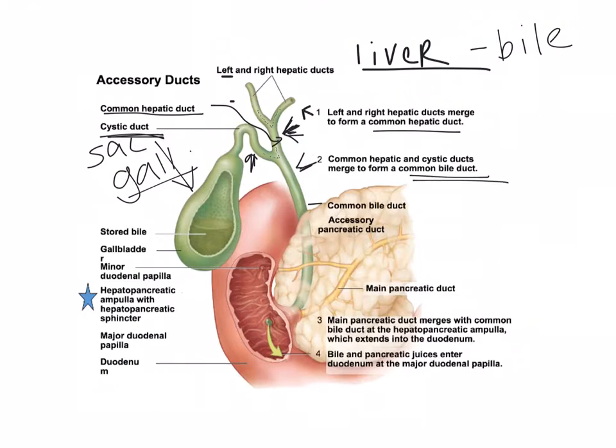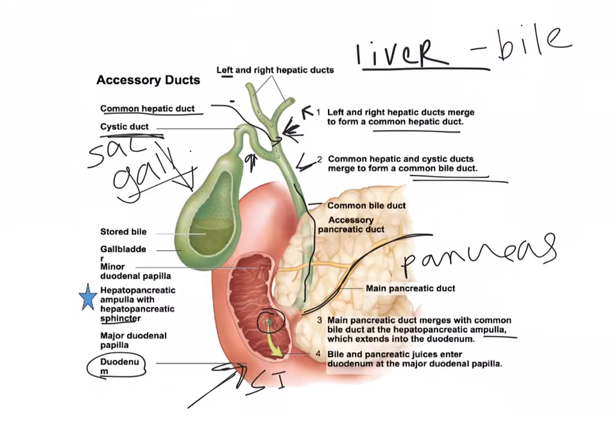Now, the common bile duct is going to come in and merge with this main pancreatic duct, and they are going to dump into the duodenum at this hepatopancreatic ampulla. They're right there, and there's a sphincter there that's going to control when the secretions come in. So this is the duodenum, the first part of the small intestines. This is the pancreas, which looks like chewed up gum.